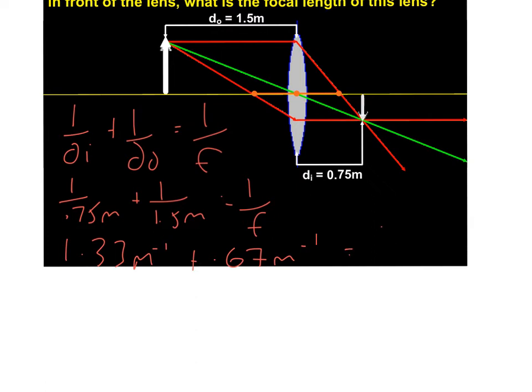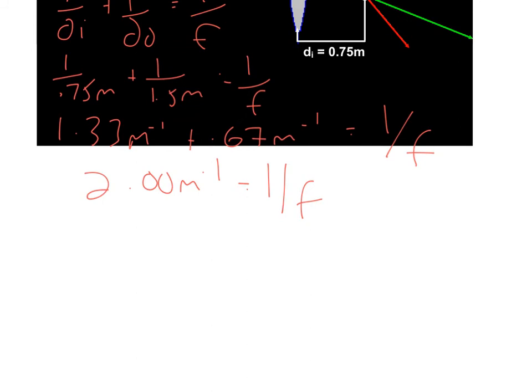Now I just simplify, I add my 1.33 to my 1.67, and I get 2.00 inverse meters is equal to 1 over f. And then I'm simply going to invert both sides of the equation, and I will get 1 over 2.00 inverse meters is equal to f. And 1 over 2.00 inverse meters is simply 0.5 meters. So that tells me that my focal length is 0.5 meters for this specific lens.